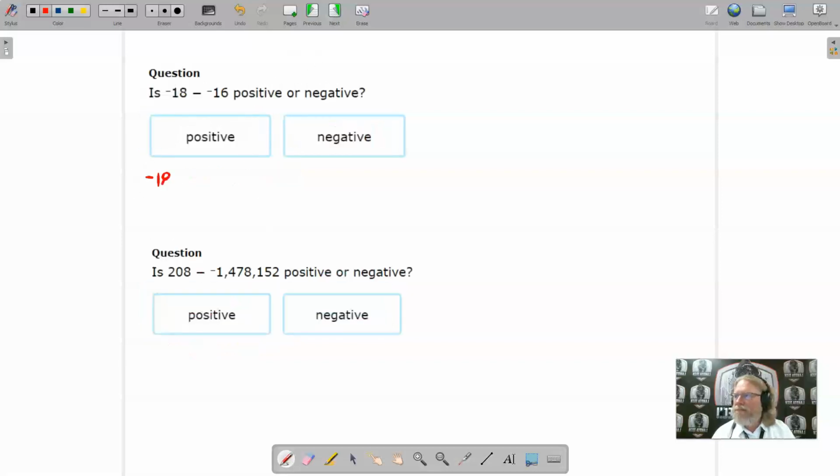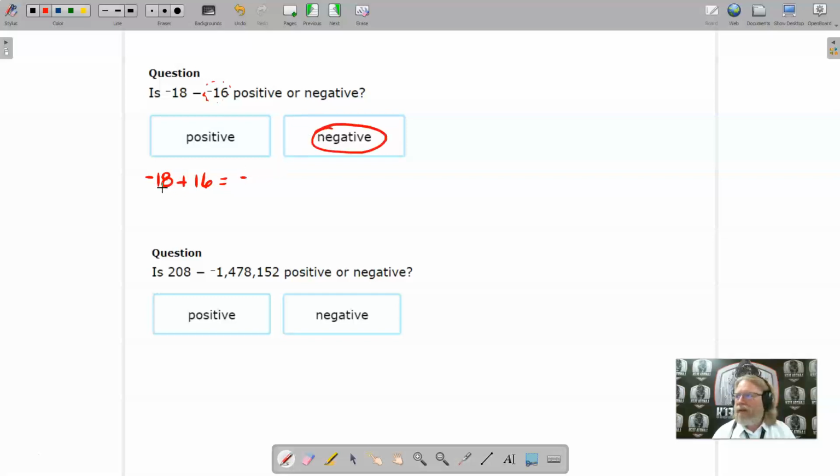Next, -18. Change the subtraction to addition. The opposite of the number that follows it, which is -16, is +16. In this case, we have to consider the absolute value of each addend because they have different signs. The 18 is negative, the 16 is positive. So -18 has a greater absolute value than +16. Therefore, our answer is going to have the same sign as 18, so in this case, it's going to be negative.